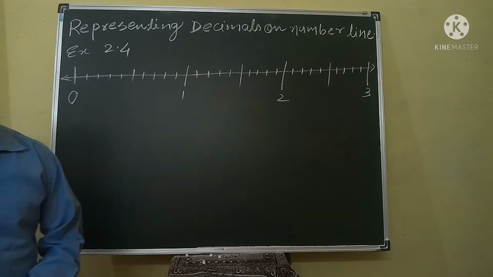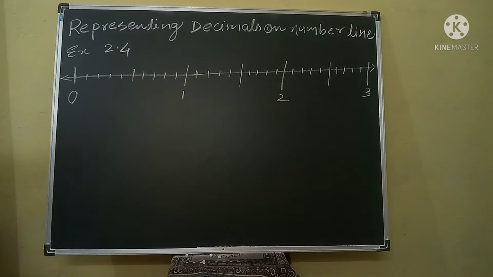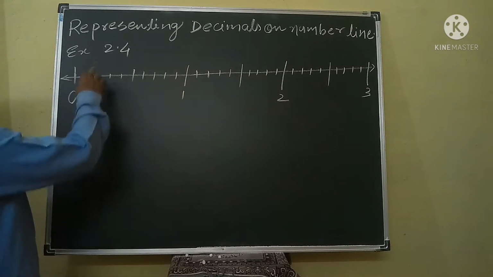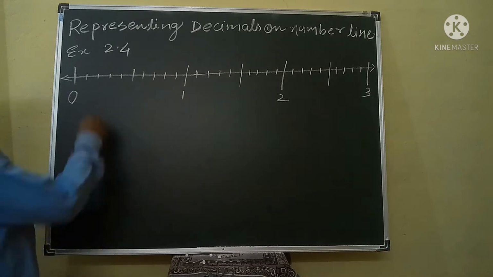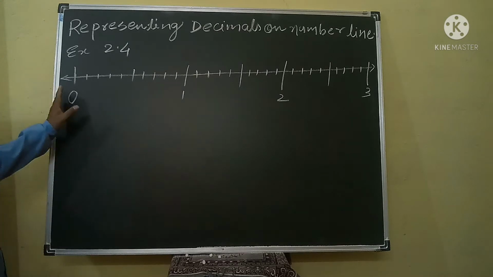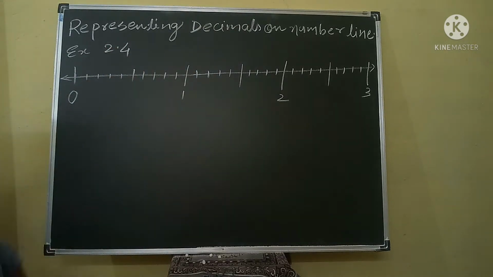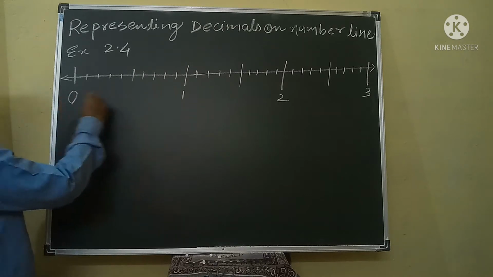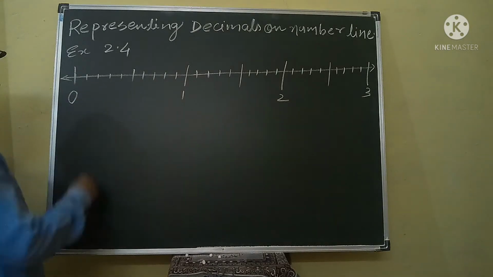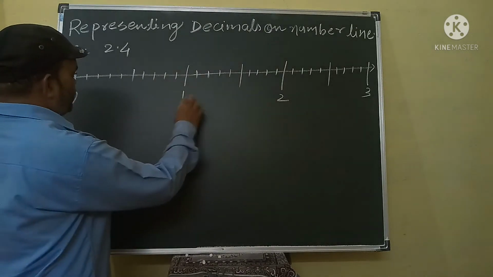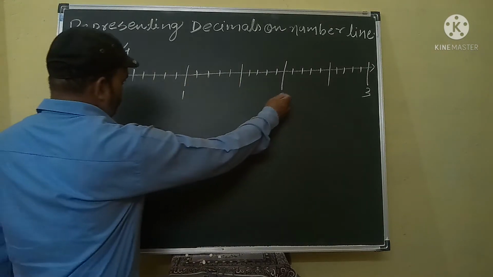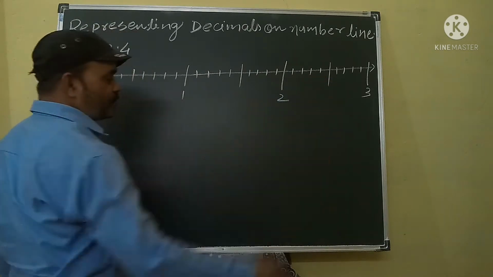My dear student, your new topic is representing decimals on number line. Suppose you have one decimal number, and how can you represent this decimal number on number line? So first we will make one number line. As you are looking, this is 0 and this is 1. Between 0 and 1, how many equal parts? That is 10 equal parts. Between 1 and 2, this is 10 equal parts. Between 2 and 3, there are 10 equal parts.